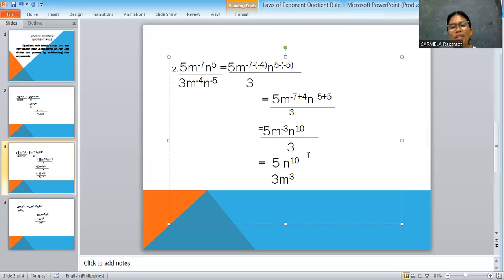10 over 3. Again, in mathematics, the exponent needs to be positive. So what we're going to do with the m raised to the power of negative 3, we are going to transfer it to the denominator and the exponent will become positive. Therefore, the final answer is 5n raised to the power of 10 over 3m raised to the power of 3.